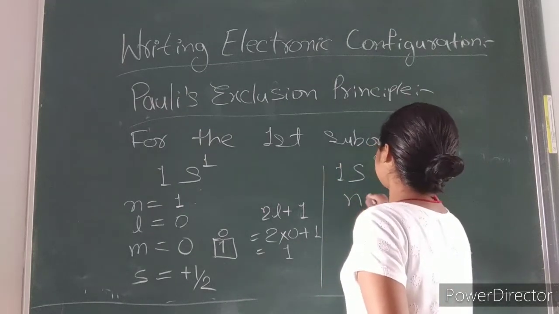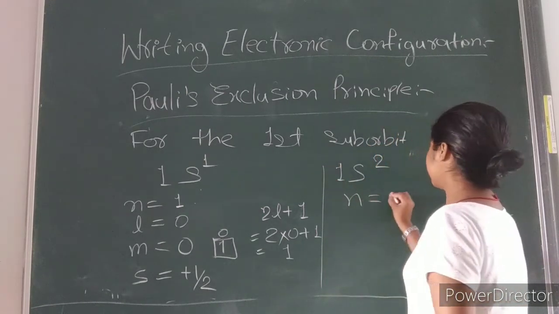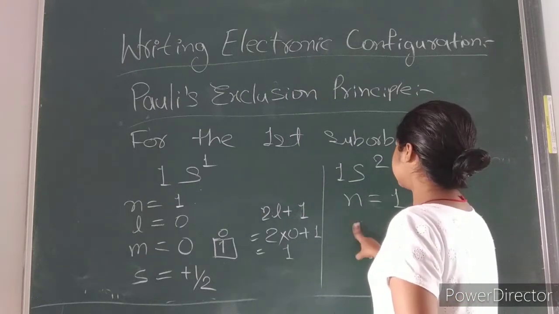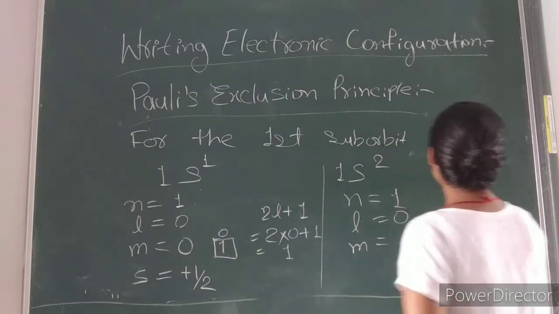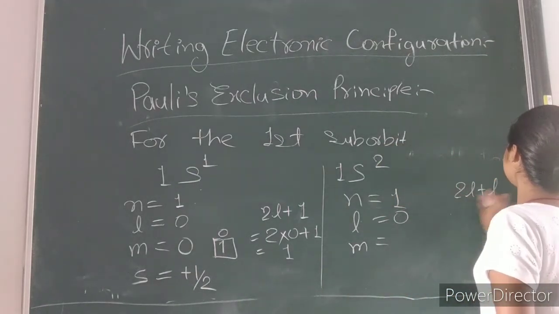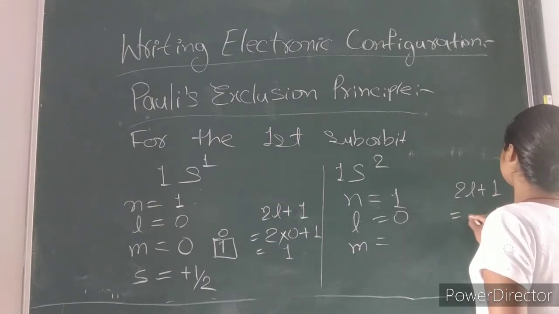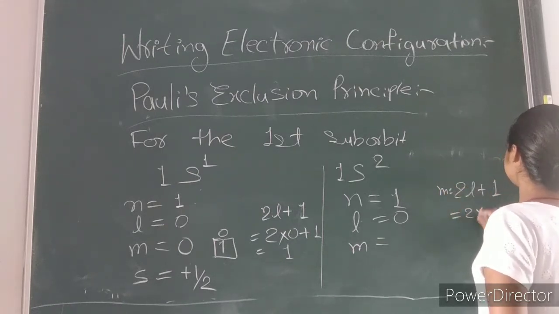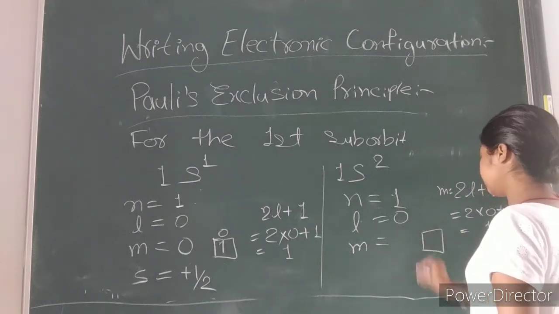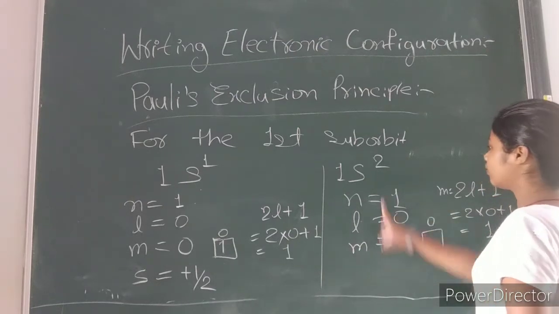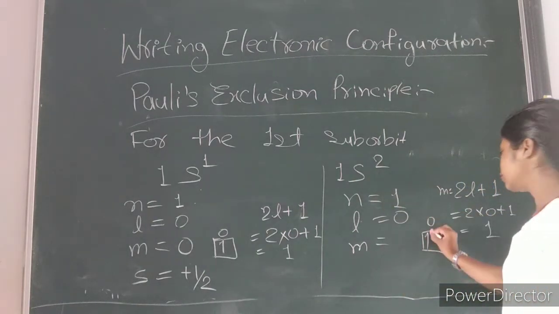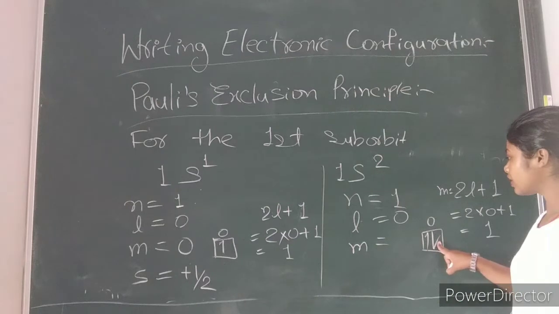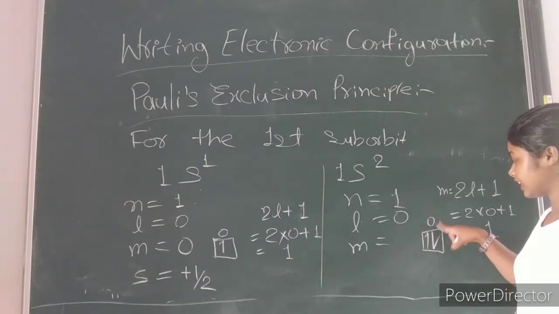1s2 has n equals the orbit number, principal quantum number 1, its azimuthal quantum number l is 0, and m is again 0. The number of orbitals is 2l plus 1, so we find 2 into 0 plus 1 equals 1. It means we will make one box, with the number 0. We have to put 2 electrons here: 1 electron and then the 2nd electron. The second electron is also put in the box which has the value 0.